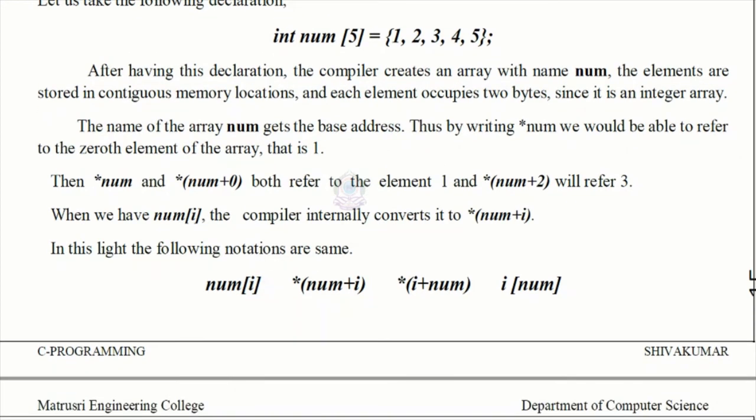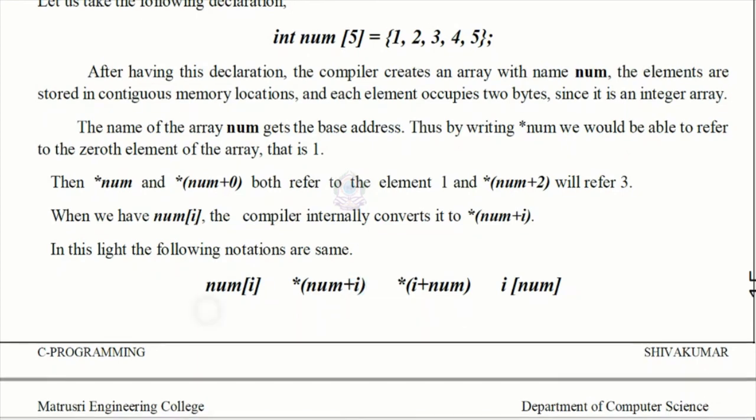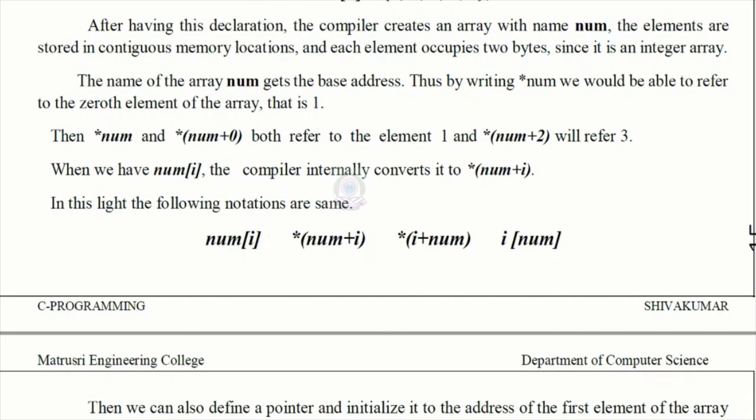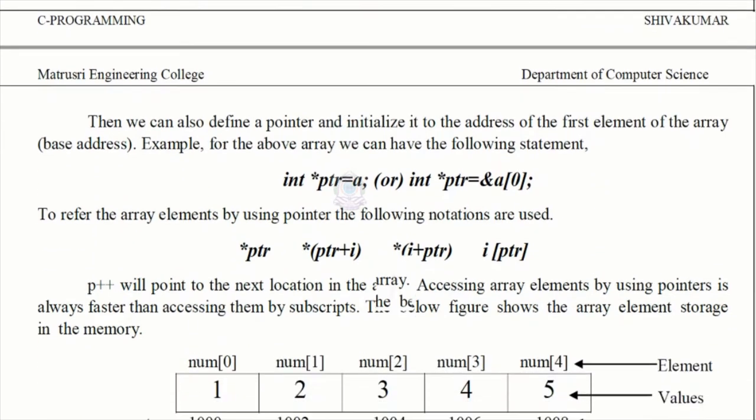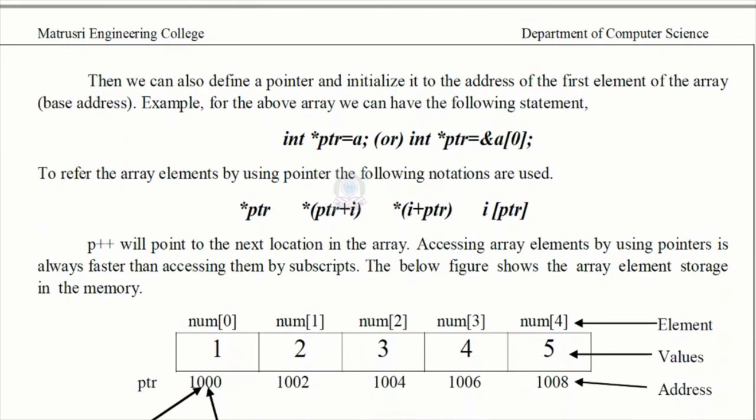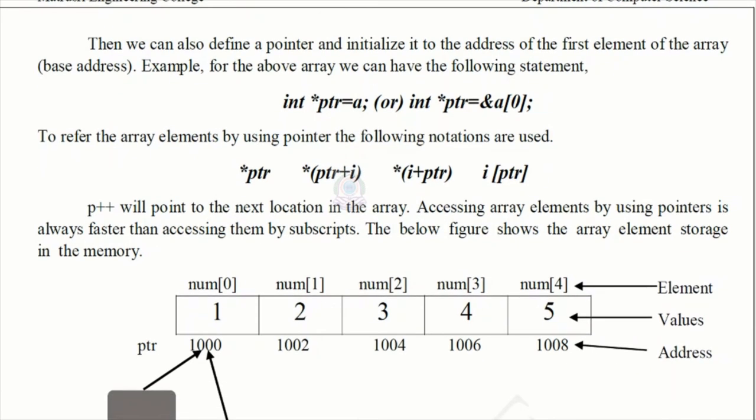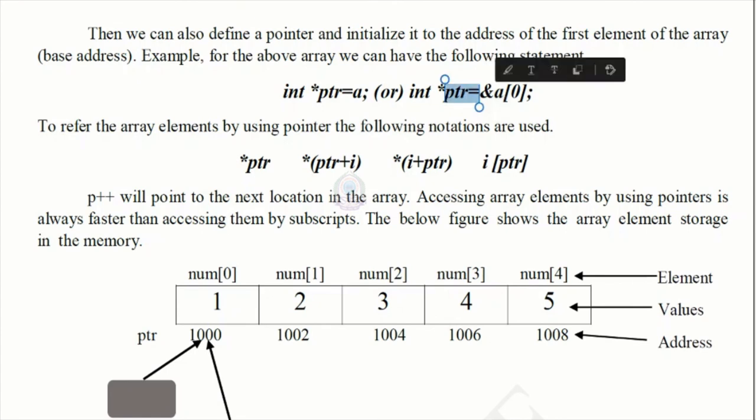If I change the i value, how will a normal value be accessed? Num of 0, that is the index value. Likewise, star of num plus 1, and so on. I can write it this way or that way, anything is possible. So if I write int star ptr is equal to a, or int star ptr is equal to ampersand a, as I said, a is the internal pointer variable, so I can directly assign a to ptr, or else I can assign the first address.